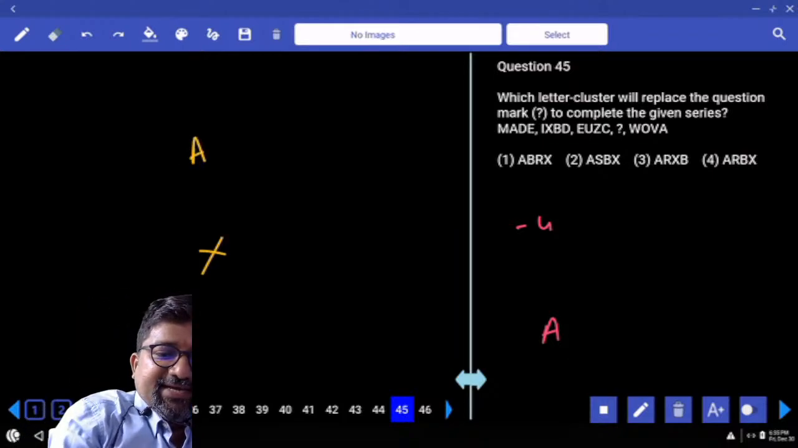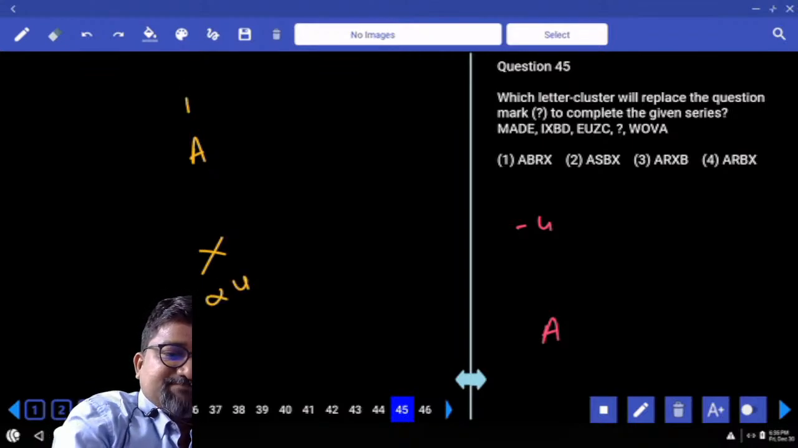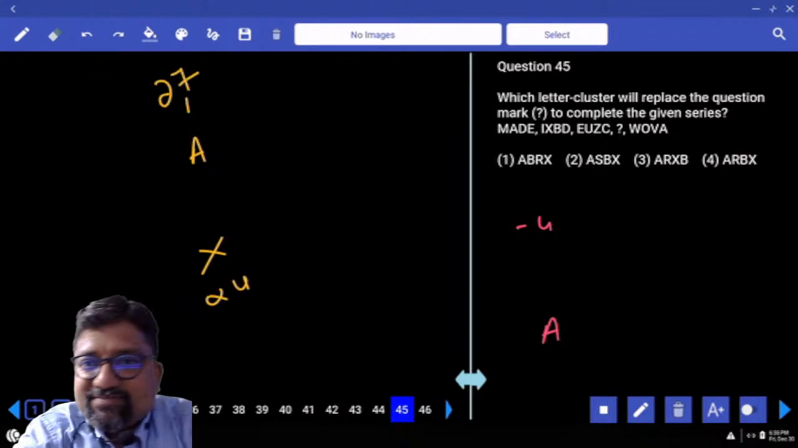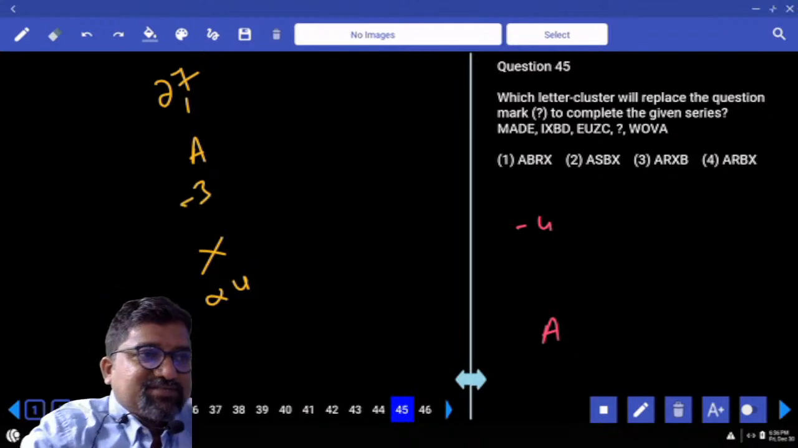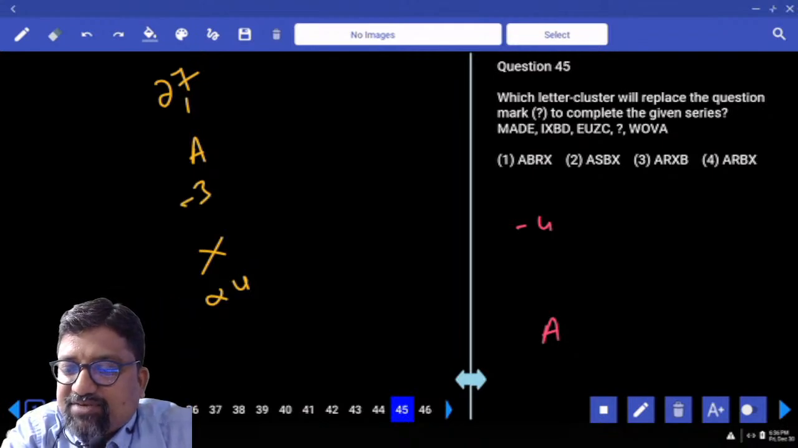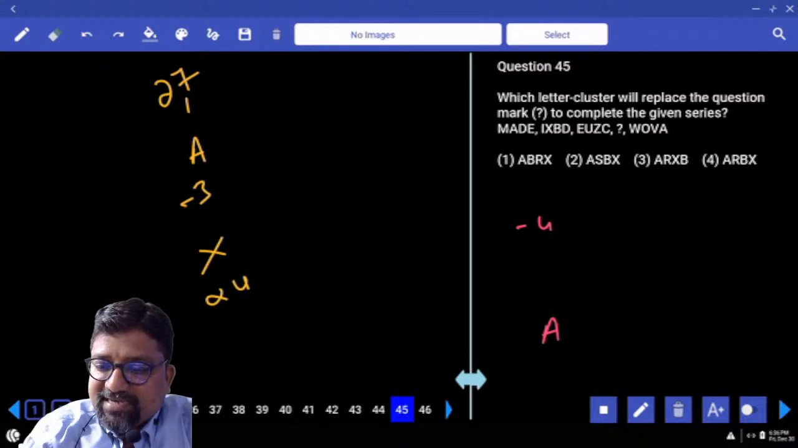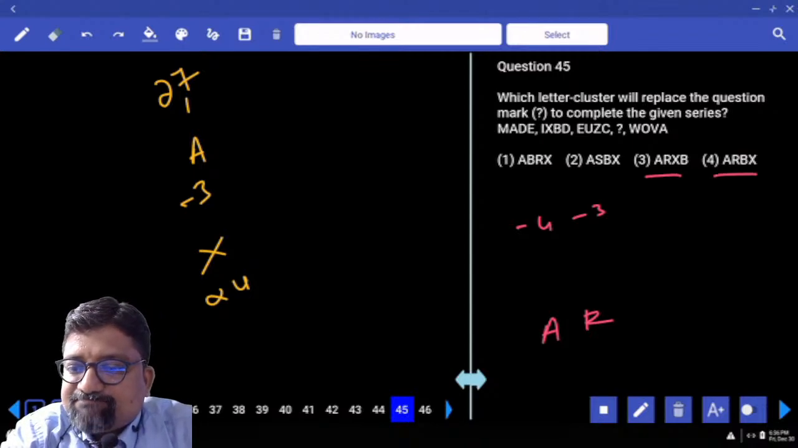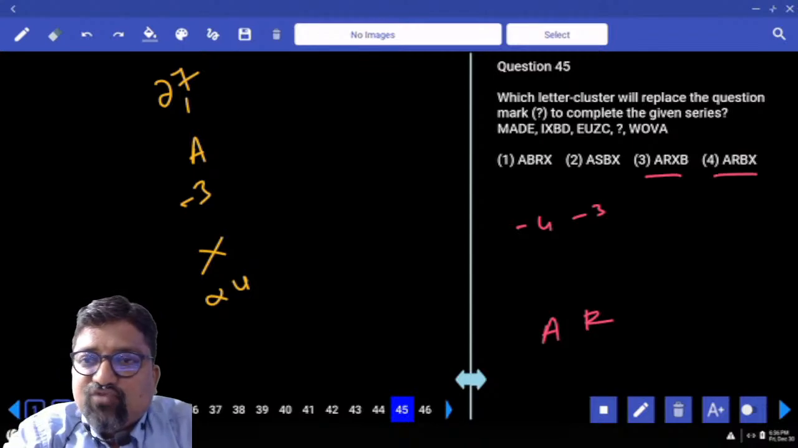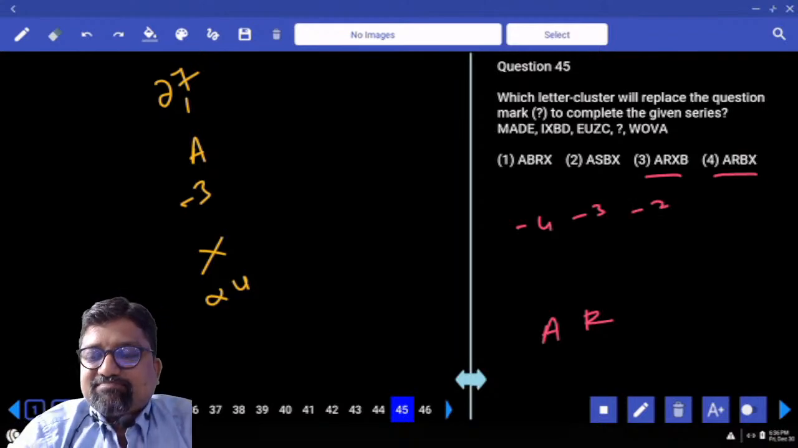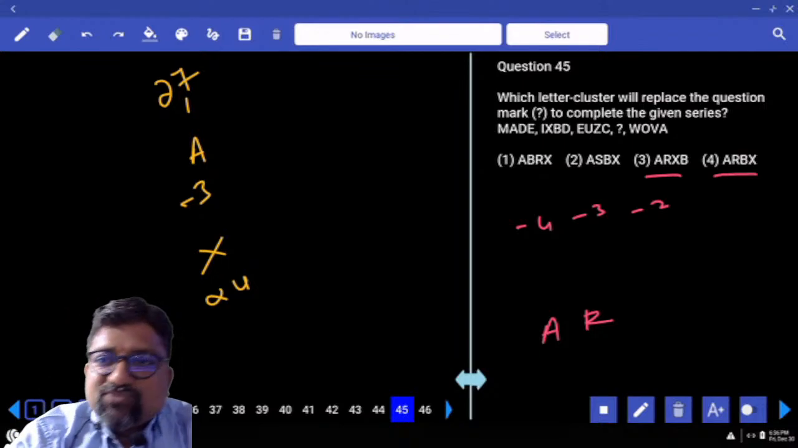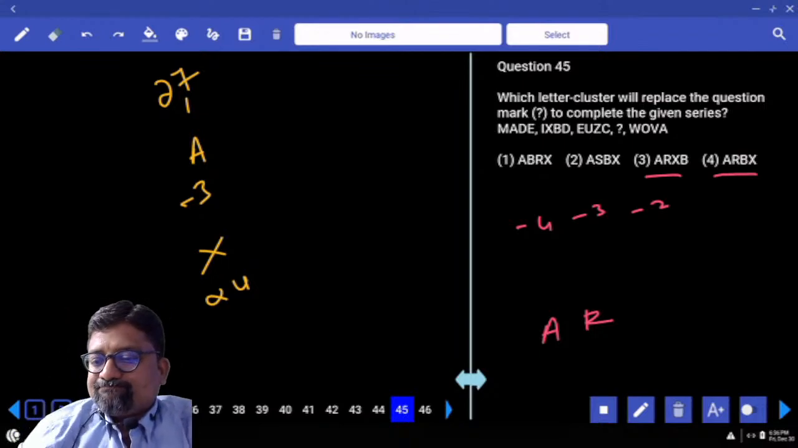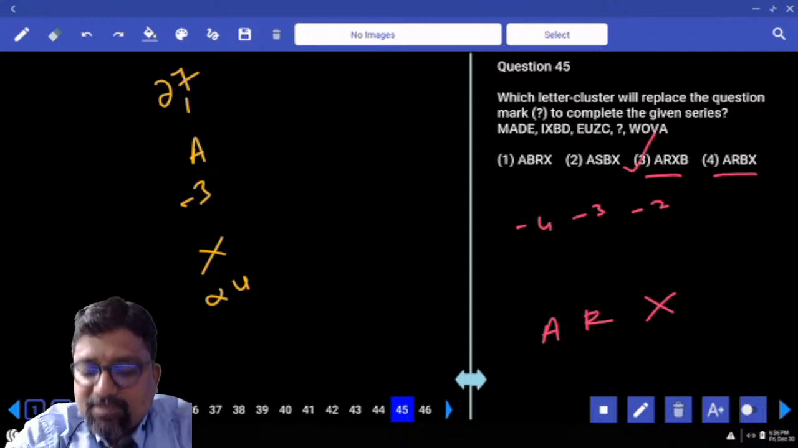A and X 124. A can also be written as 27, so clearly 27 minus 3 is 24, minus 3 is 21, 21 minus 3 is 18. What is 18? How many options? Next, D and B: 4 and 2, minus 2. B minus 2 is Z, Z minus 2, 26 minus 2 is 24. Which option is this? Clear?